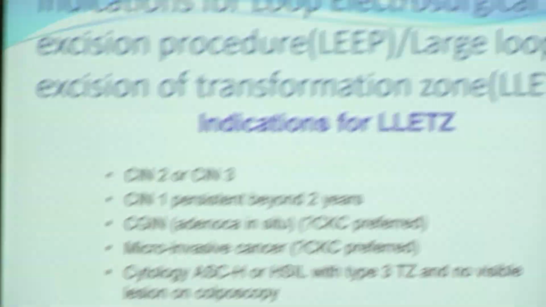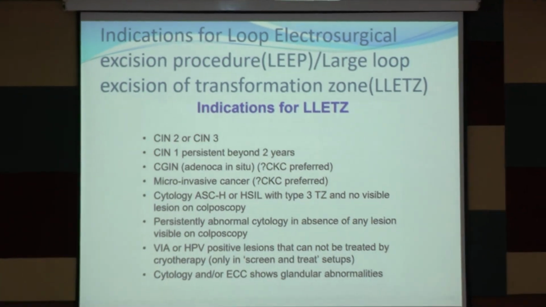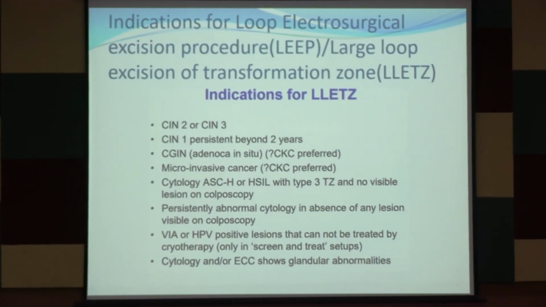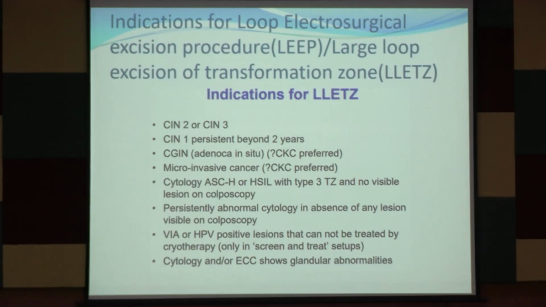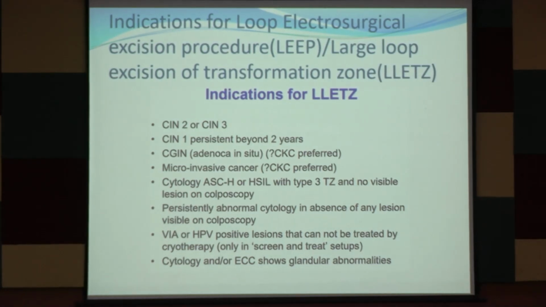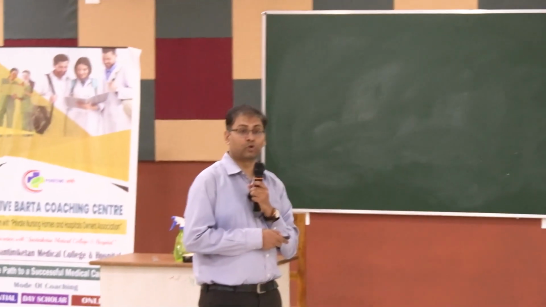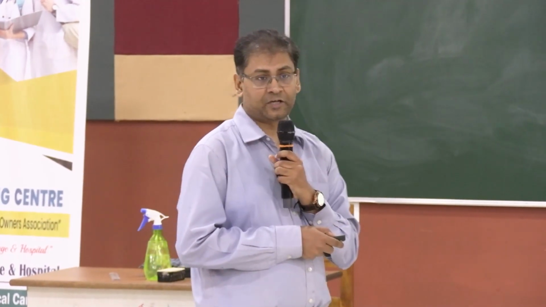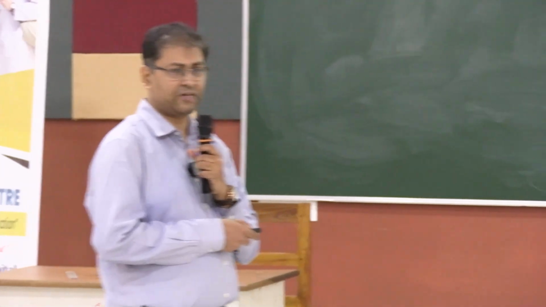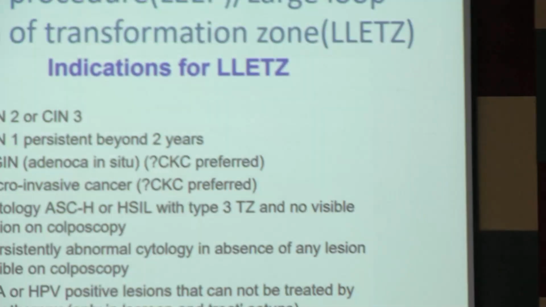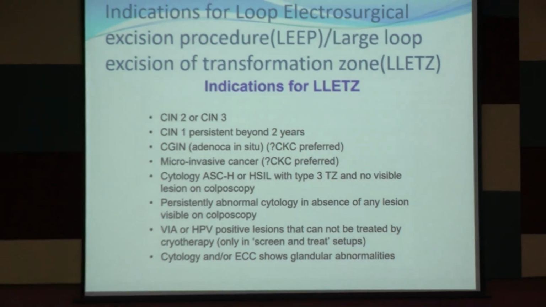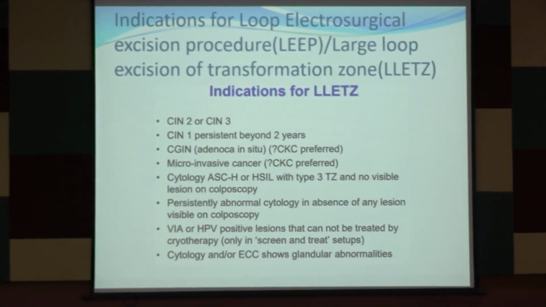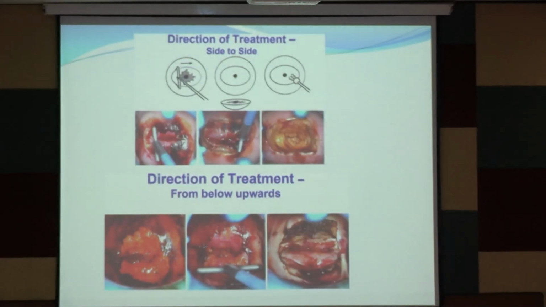So these are the indications for LEEP or LLETZ. CIN 2 and 3, we have to do a LEEP. CIN 1 which is persistent for more than 2 years, this can be a question. Initially we do ablation for CIN 1, but if it is persisting for more than 2 years, we do an excision. Excision means LEEP. For cervical glandular intraepithelial lesions, we tend to do a LEEP or LLETZ. Americans use the terminology LEEP, British use LLETZ, otherwise it's more or less one and the same. If VIA is positive or VILI is positive, then we need to do LEEP or LLETZ.